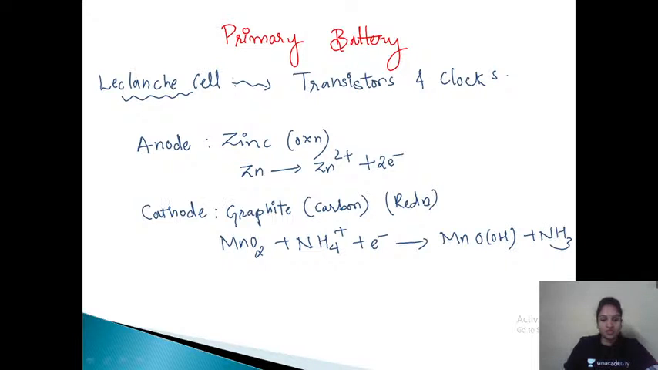So after this cathode and between the manganese dioxide, there is a paste of zinc chloride and ammonium chloride. Now, what is this component called? What is this component called? MnOOH.